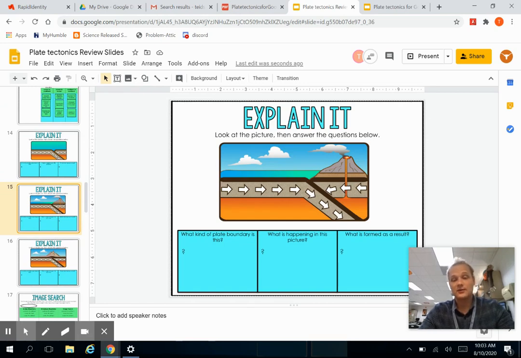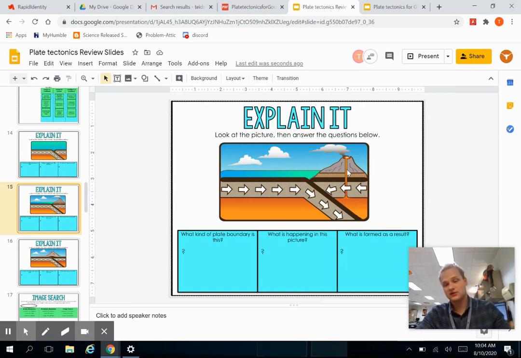So we're looking at this picture now. We have an ocean plate going into a continental plate. Usually volcanoes are formed, like in South America. There are a ton of volcanoes all on that coast. Let's keep on going here. What kind of plate boundary is this? Well, this is going to be a convergent ocean to continental plate. Okay, what is happening in this picture?